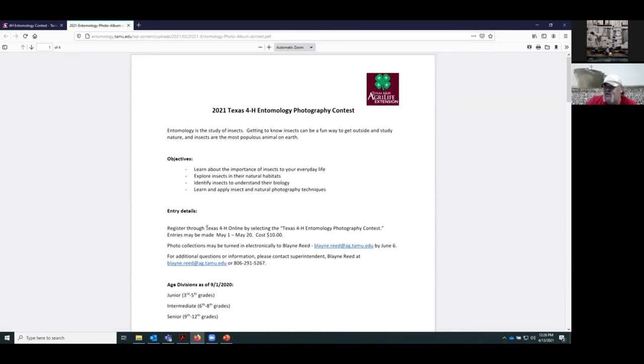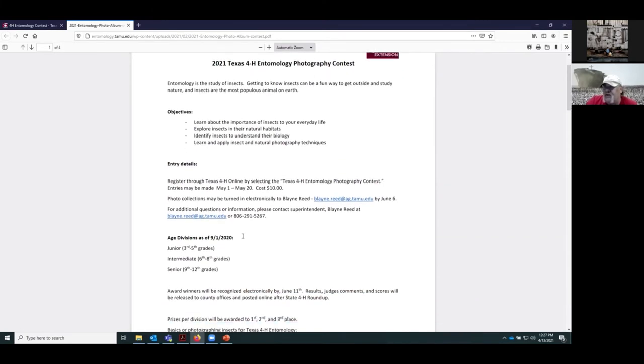So you can register online with Texas 4-H. You need to be a Texas 4-H member, and you would simply find the Texas 4-H Photography Contest and enter it. You'll be able to make these entries between May 1 and May 20th, and the cost is $10. And this will be a statewide invitational contest. Everything will be electronic. You won't have to go to College Station, and all age categories, junior all the way up through senior, are eligible.